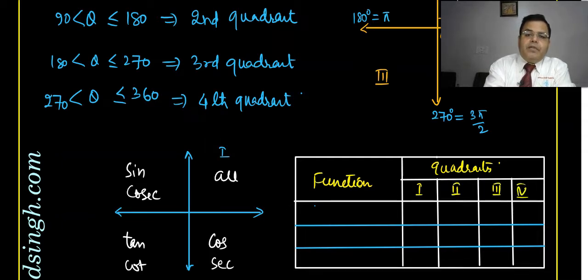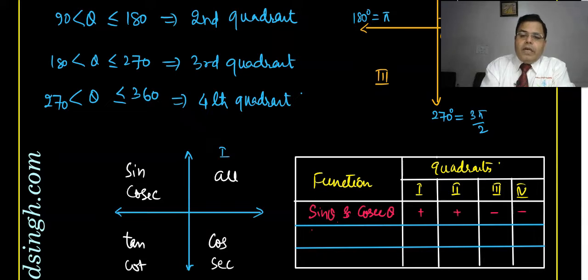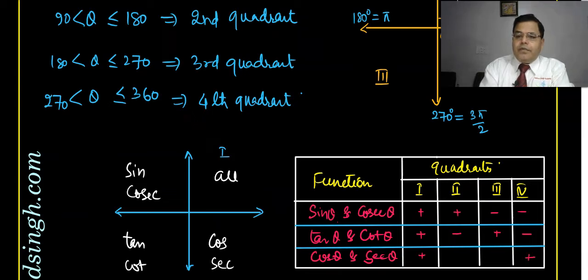You may remember, the value of the function is here: sine and cosec. Sine theta and cosec theta are positive in the first quadrant and second quadrant, and negative in the third and fourth. Tan theta and cot theta are positive in the first and third and negative in the second and fourth. Cos theta and sec theta are positive in the first and fourth and negative in the second and third. So I hope you got this and you remember "after school to college," and accordingly it will be positive or negative.